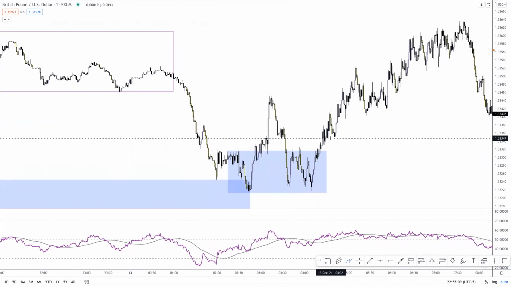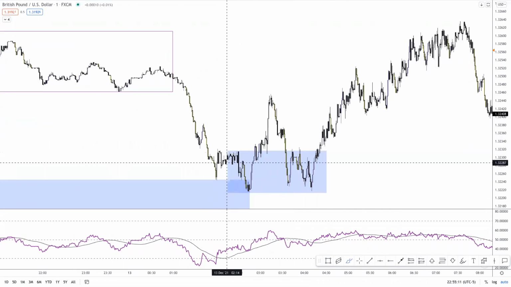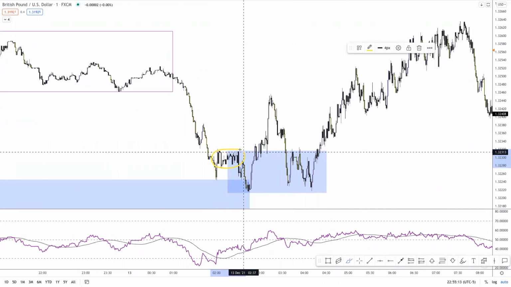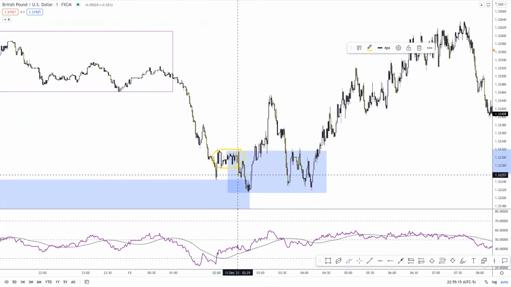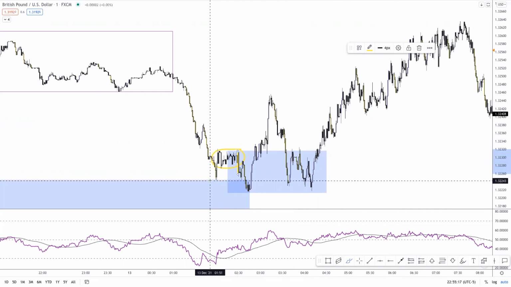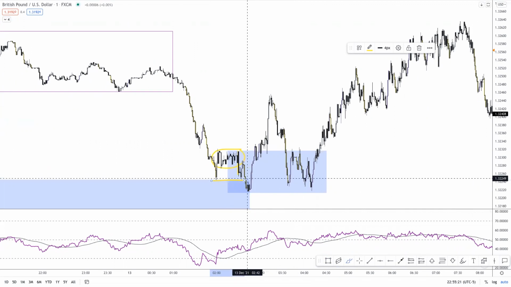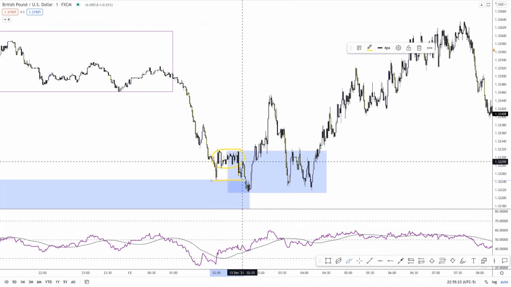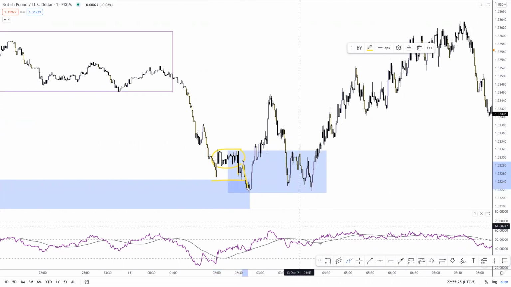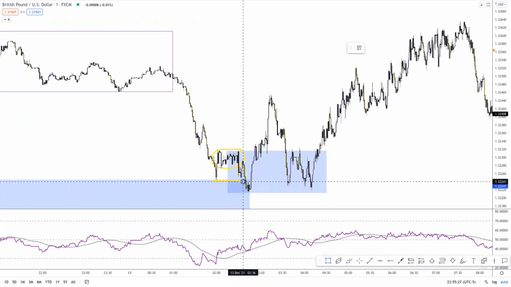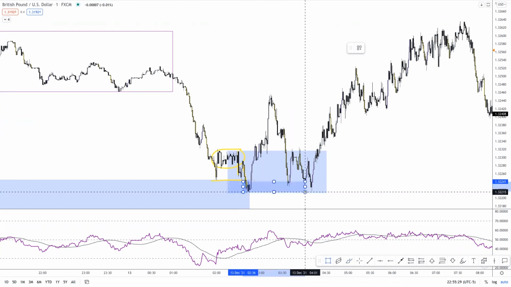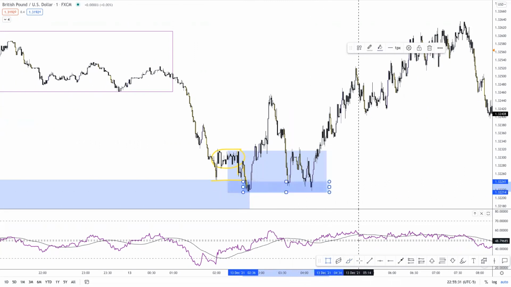So here we see our POI is made. Here's the engineered liquidity. We can clearly see we had the stop on of the liquidity, but what else do we have? We have equal distant lows being created within this POI. We clearly see that we have swept those equal distant lows, which now tells me that this could be and will be our refinement for this POI.